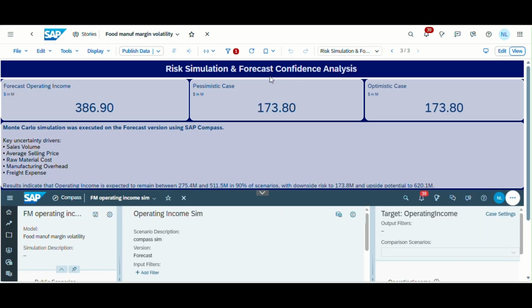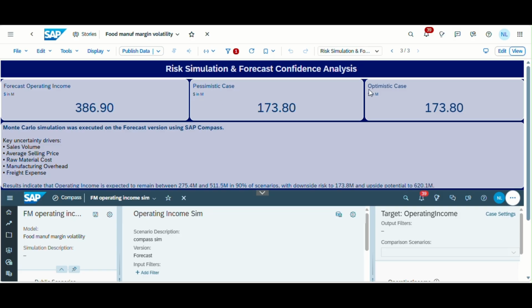Finally, let's move to the risk simulation and forecast confidence analysis page. This page uses SAP Compass Monte Carlo simulation to evaluate business uncertainty and forecast the possible range of future operating income. First is forecast operating income. The forecast operating income KPI shows the expected operating income of approximately $386.9 million, representing the projected financial performance.